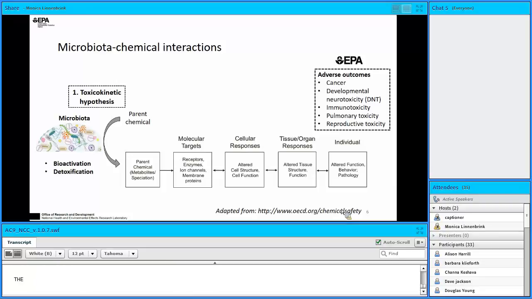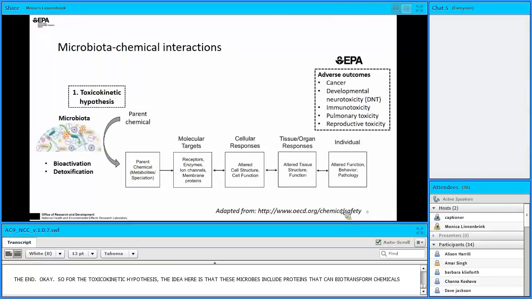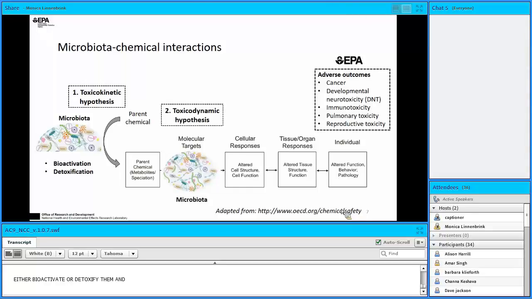Okay, so for the toxicokinetic hypothesis, the idea here is that these microbes encode proteins that can biotransform chemicals to either bioactivate or detoxify them, and in that way change chemical toxicity. The second hypothesis relates to dynamics. So this is basically predicated on the idea that because microbial colonization is required for normal development of the host organism, if the organism experiences chemical insults during critical windows of development that prevent normal colonization or impair it in some way, you can have a secondary adverse effect on the host.